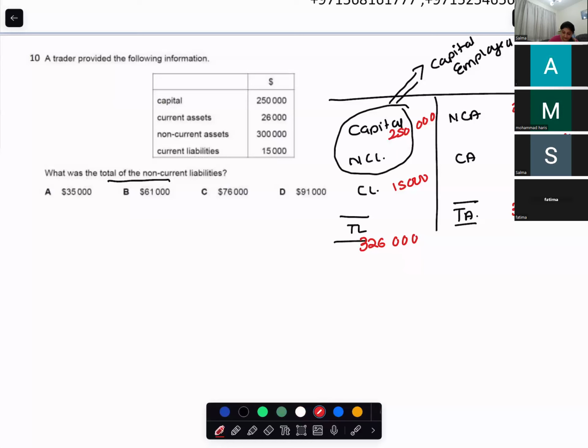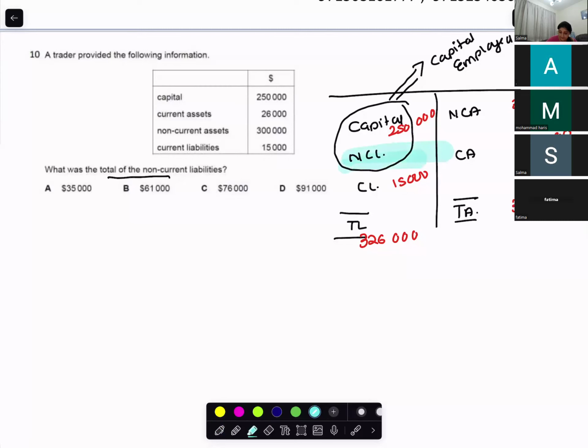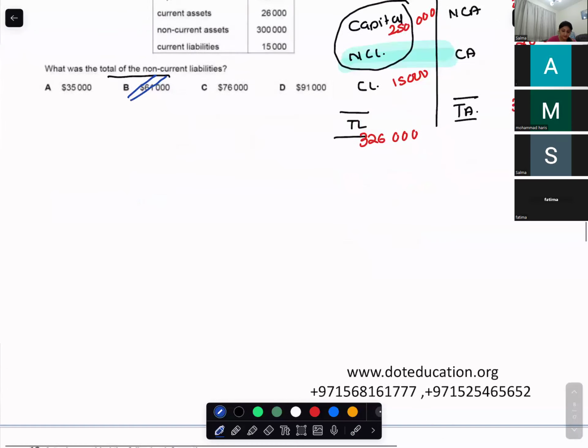Okay. So how will you do the calculation? We'll add all of the assets and minus the capital and liability from it, and we get 326,000 minus 250 minus 15. What amount will you get? 61,000. Option B. Okay, fine.